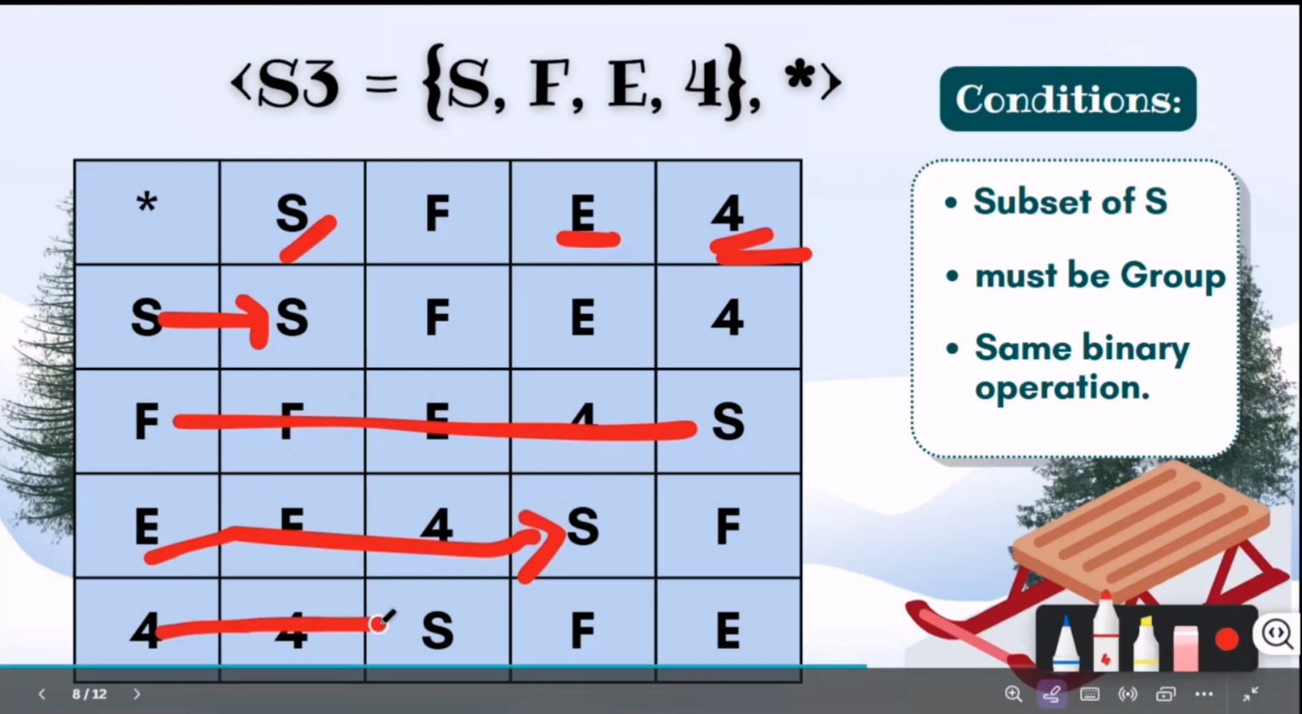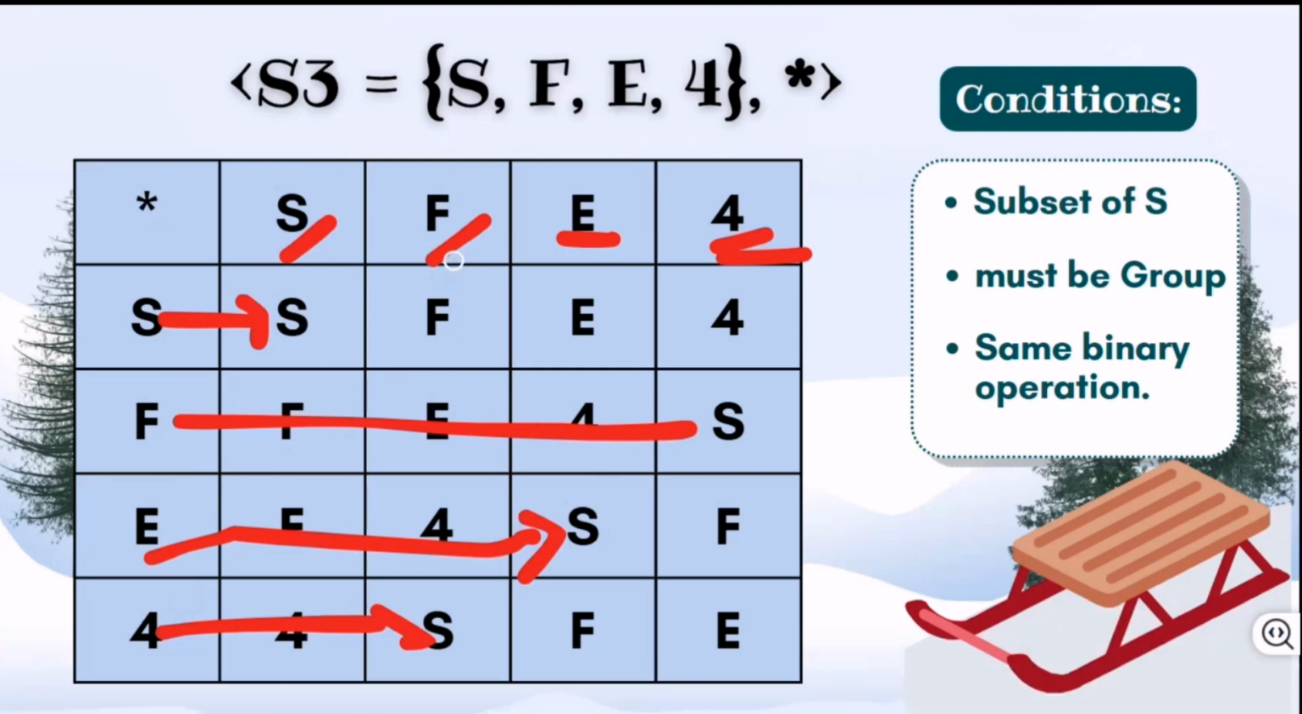Then 4 to identity element S, and the result is F. So 4 has an inverse F. Therefore, we conclude that all the elements have an inverse element. Therefore, S sub 3 is a group, and it has the same binary operation.